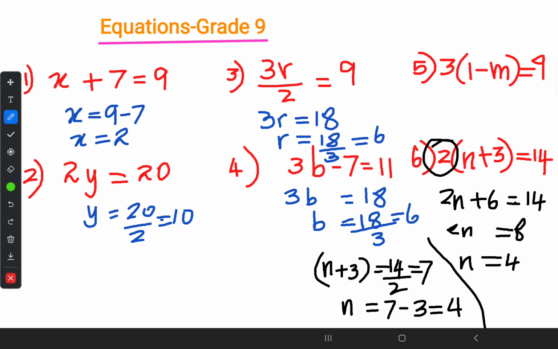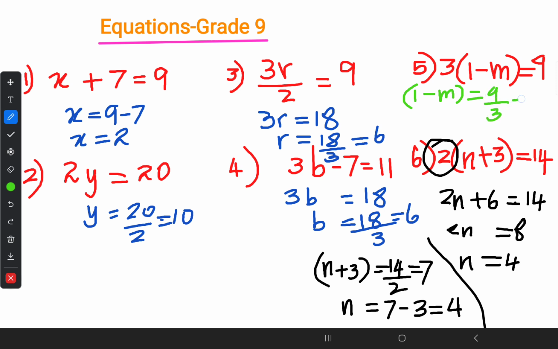Now let's come to question number 5. Here also you can multiply directly, multiply and expand to do the question. If not, you can directly divide. This is the total multiplicand, so that will become a dividend. So 1 minus m equals 9 divided by 3.